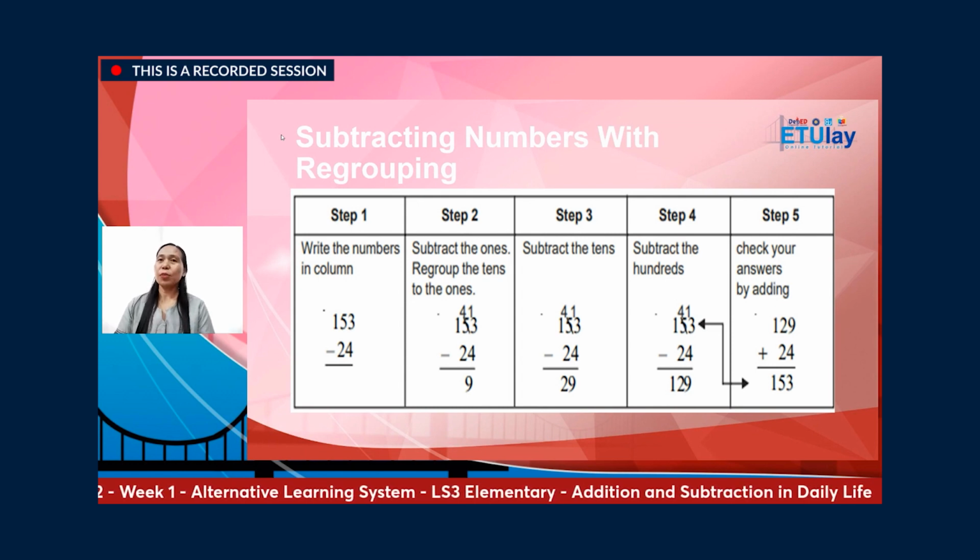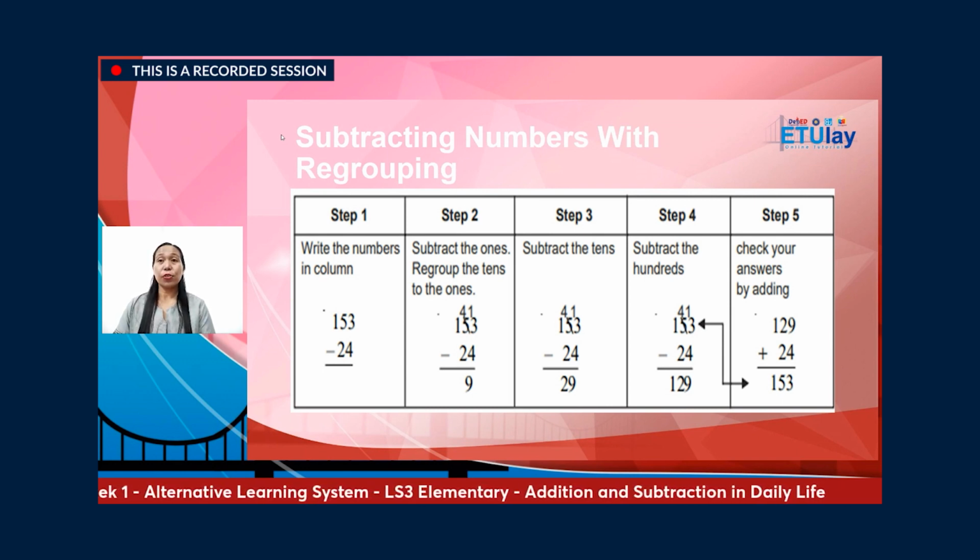This time, let's have subtracting numbers with regrouping. Okay, step number 1, write the numbers in column. 153 minus 24. Subtract the ones place. But we need to regroup because 3 minus 4 cannot be. We need to borrow 1 in the tens place. That serves as 10. So we now have 13 minus 4 and it's 9. Since we borrow 1 from 5, this will be equal to 4 this time. Then 4 minus 2, it's 2. And just simply bring down 1 and the answer is 129.